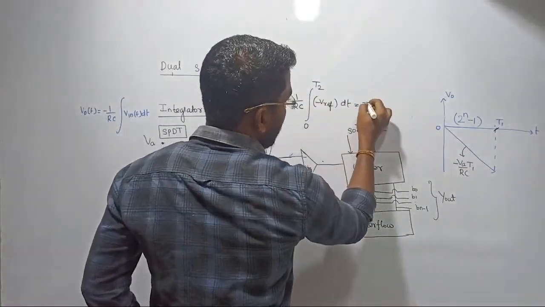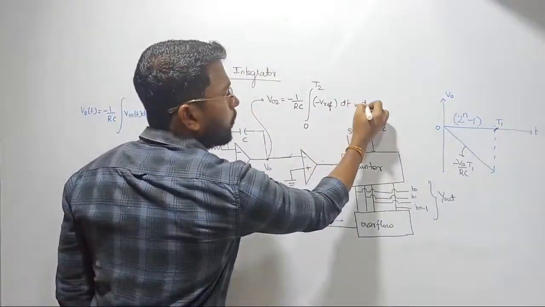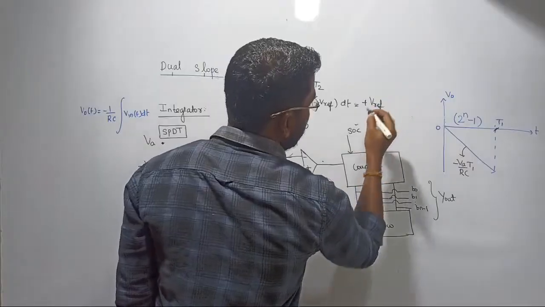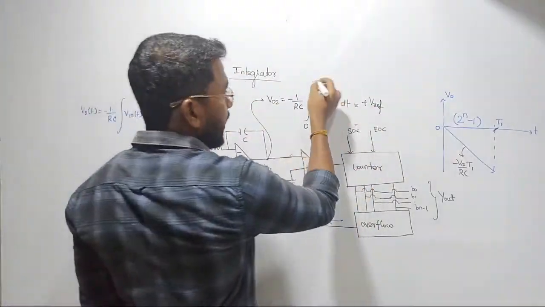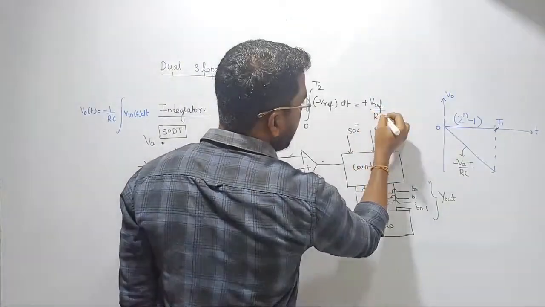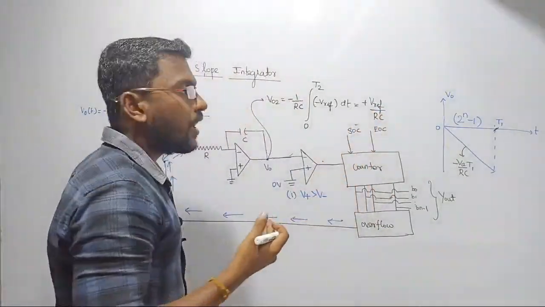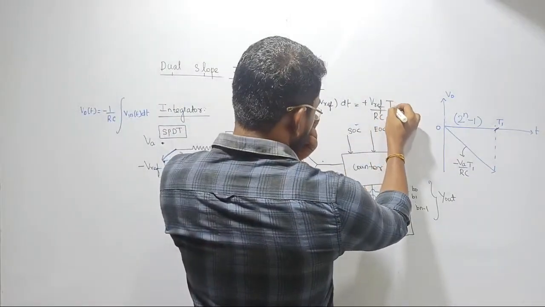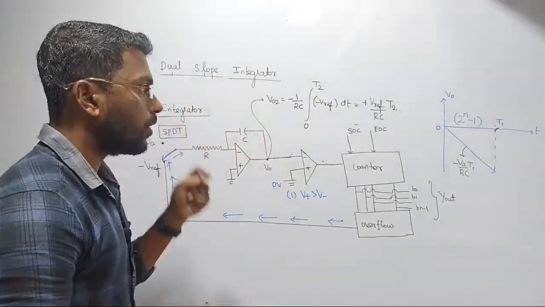In this case, minus into minus will become plus now. Yes, right? It is going to be plus, and here we are going to receive V reference. So if you are integrating this, V reference upon R into C. Once again, dt will become T. Upper limit is T2, lower limit is 0. So T2 minus 0 will become what? Simply we can say that is V reference into T2 upon R into C.